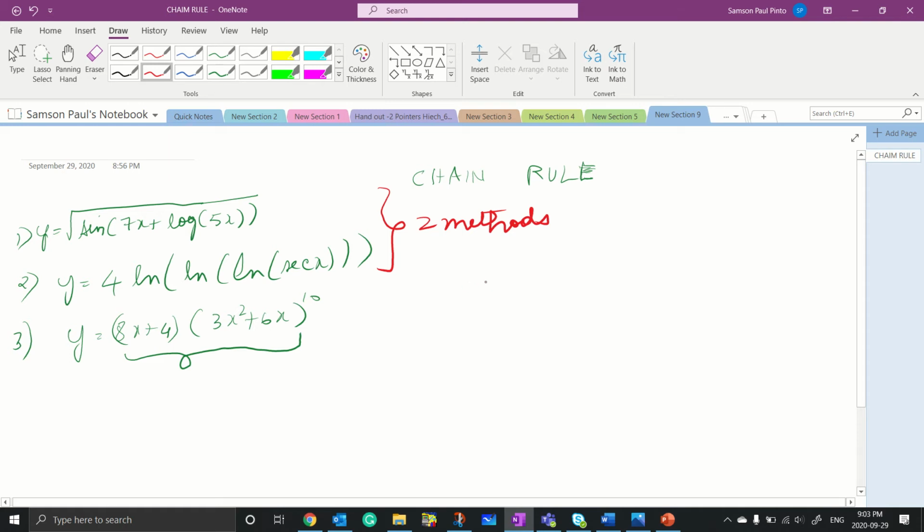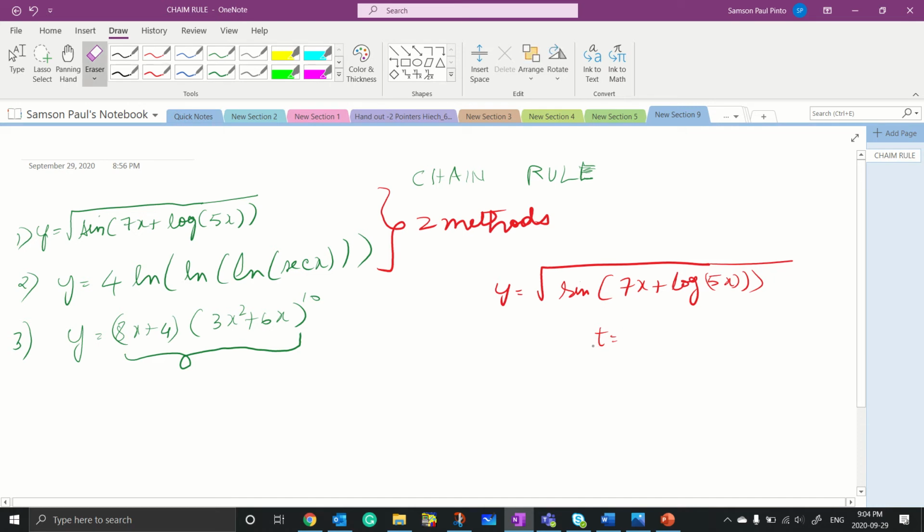Let us start with the first problem. y is equal to root of sine 7x plus log 5x. Now for sure we know there are more than one function. Root is one function, sine is one function, and log is one more function, so definitely there are more than one function. So let us first do the direct method.